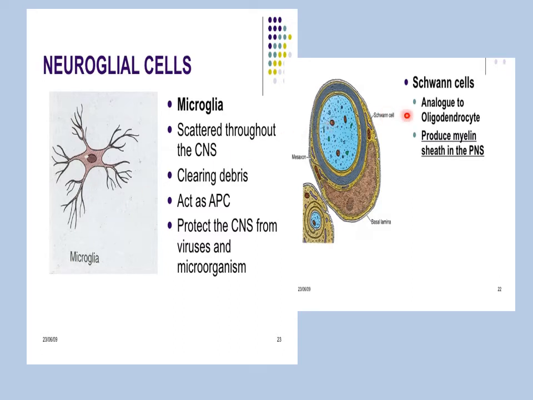Now, another type of the cells which are present in the peripheral nervous system are the Schwann cells. The Schwann cells' analog in the central nervous system is the oligodendrocytes. The Schwann cells are responsible for producing the myelin sheaths around the peripheral nerves. They are also responsible for the phagocytosis of the cellular debris in the peripheral nervous system, and for the regeneration of the axons.